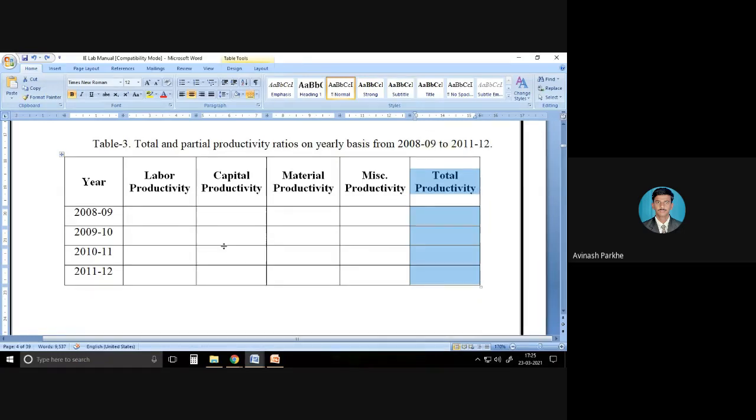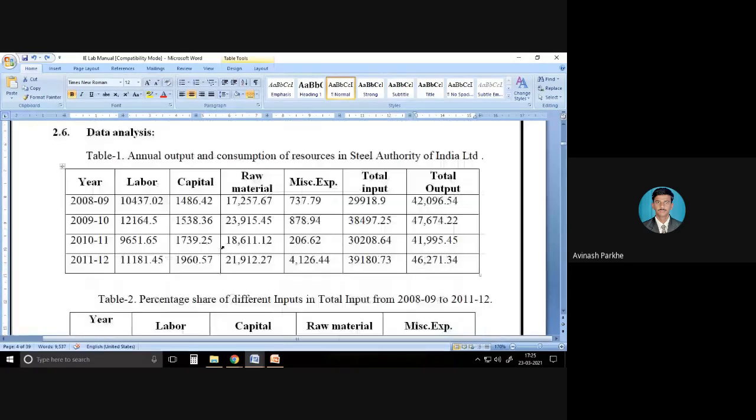Therefore, if I have to fill these 2 tables, this is your input parameters. So in this particular table, whatever is filled, for academic year 8 to 9, all the labor inputs are given, addition of total input is given, total output is given.